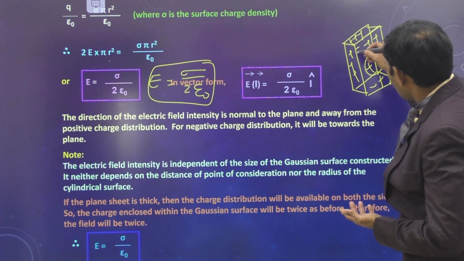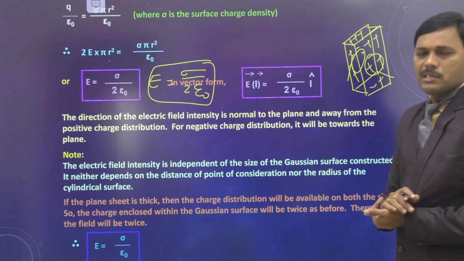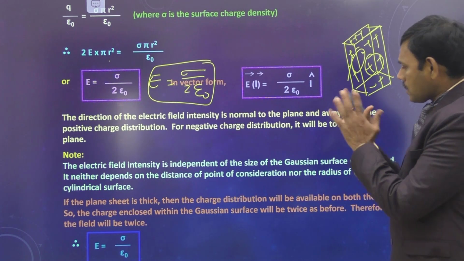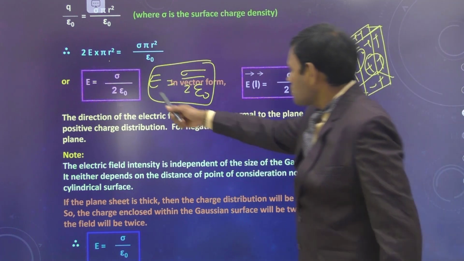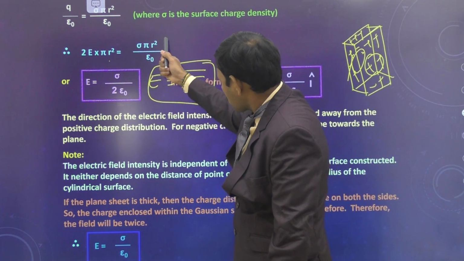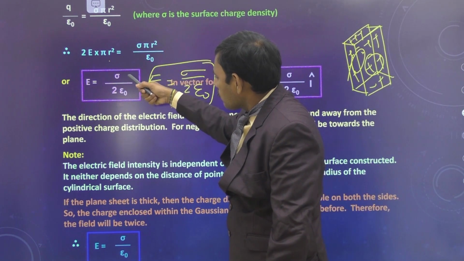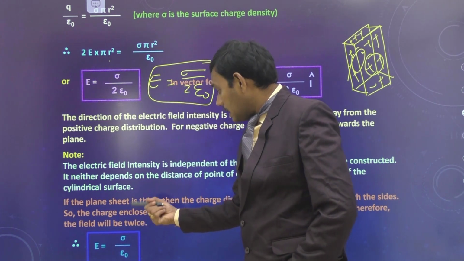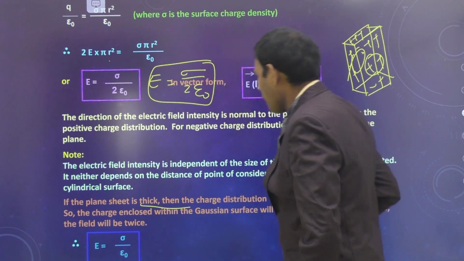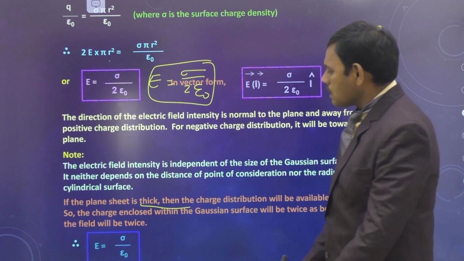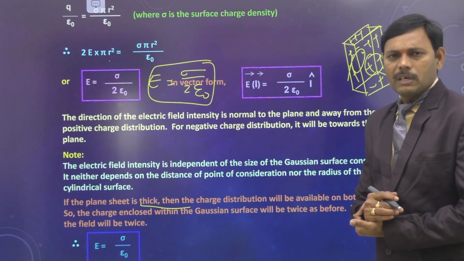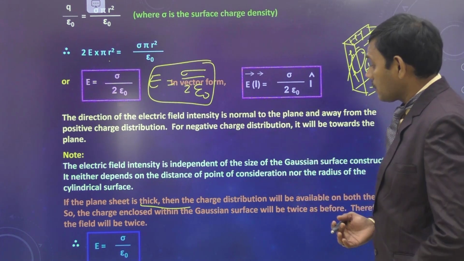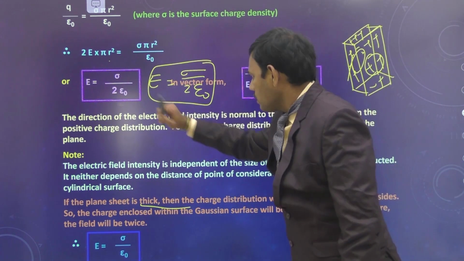On either side of the plane sheet there exists charge, so the total charge enclosed by the Gaussian surface is sigma into 2S, which is sigma into 2 pi r square. Therefore the 2 gets cancelled, and for the thick sheet we get E is equal to sigma by epsilon naught. Generally the main derivation is for the thin sheet, that is sigma by 2 epsilon naught. Don't get confused, this is the case.